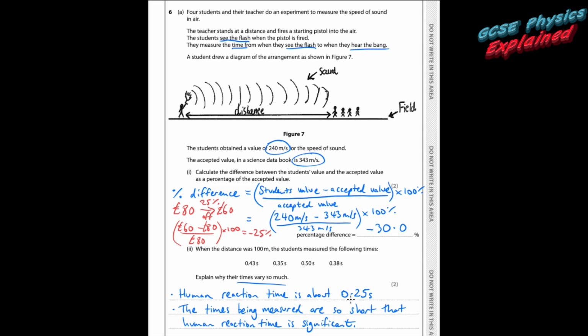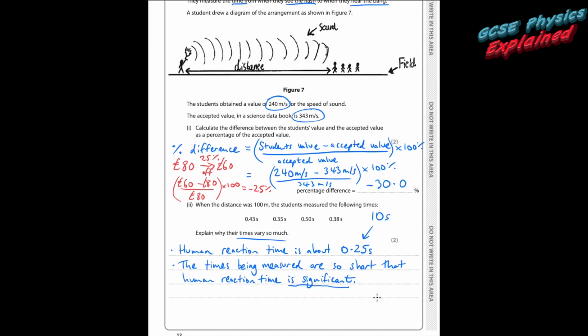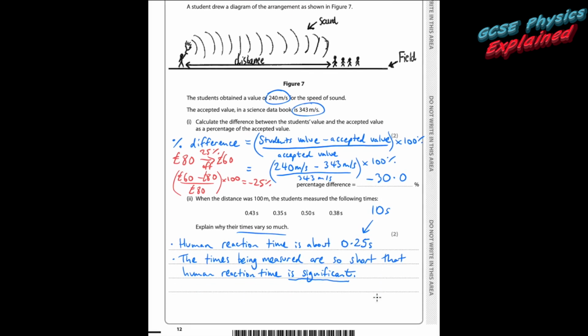Human reaction time is about 0.25 seconds. The times being measured are so short that the human reaction time is significant. If I was measuring something and it was 10 seconds, then 0.25 seconds isn't really significant. But because these are so short, 0.25 seconds is significant. Plus, different students will have different reaction times.